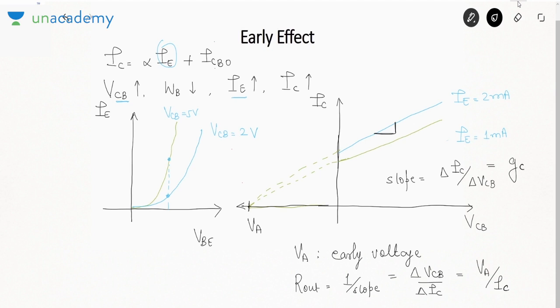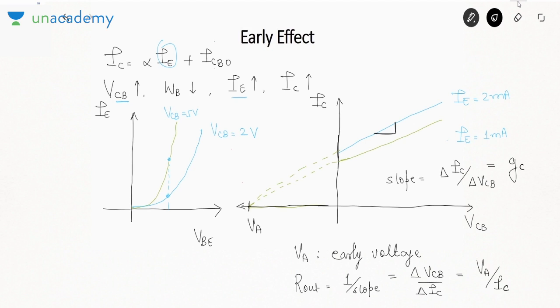So what is the early effect? Early effect means as we increase the reverse bias voltage across the collector base junction, the depletion layer grows in the base region, due to which effective base width reduces, and due to reduction in the base width, the concentration gradient increases and the diffusion current from emitter into base increases. Due to increase in diffusion current, IE as well as IC increases.